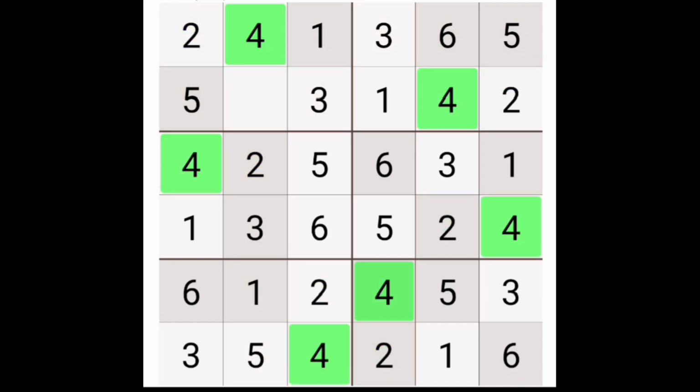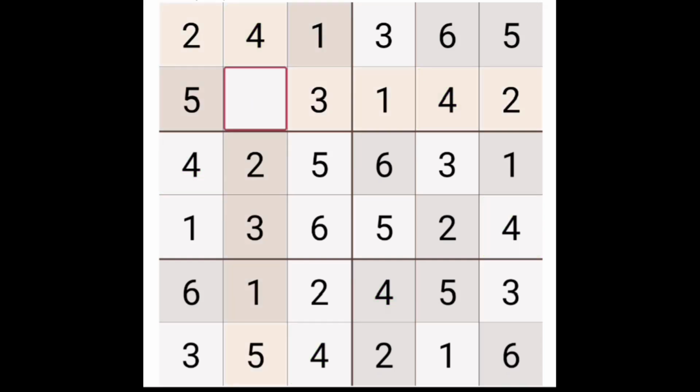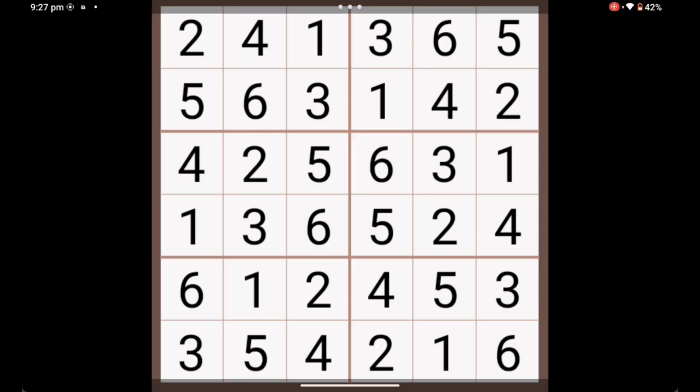Now let's complete the first box. 2, 4, 1, 5, 3. Which number is missing? That is 6. So this Sudoku is done.